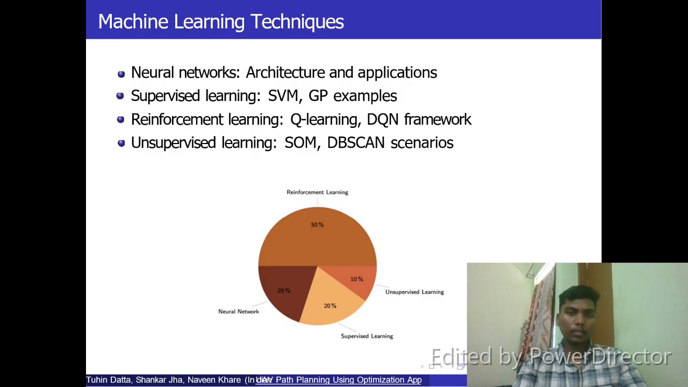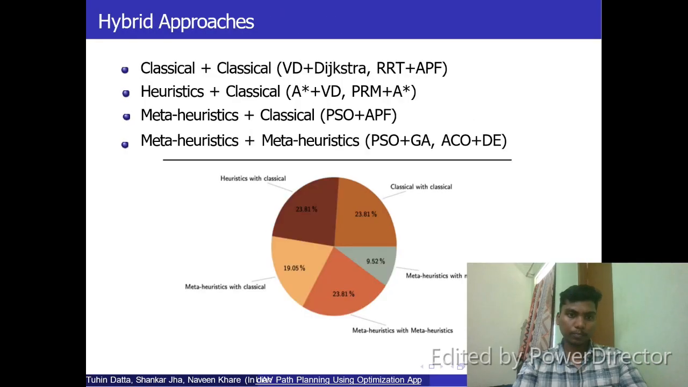Unsupervised learning approaches like self-organizing maps and density-based spatial clustering offer fast convergence and energy efficiency in uncertain environments, but still face processing time challenges. According to the paper, reinforcement learning algorithms dominate this category, with Q-learning and its variants being particularly prevalent due to their effectiveness in handling multiple constraints and diverse environments.